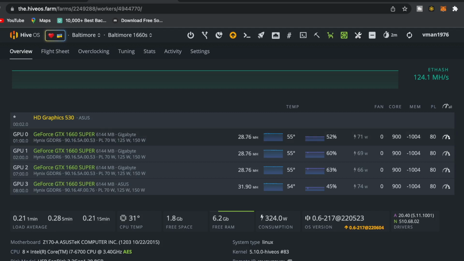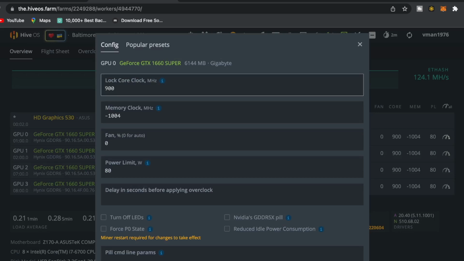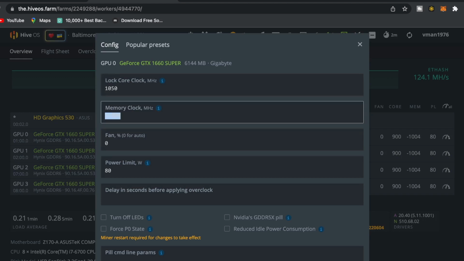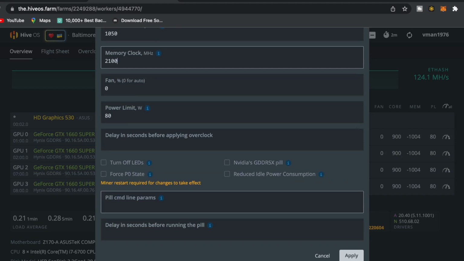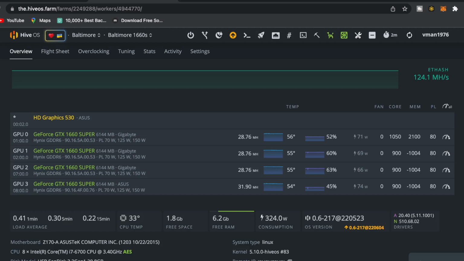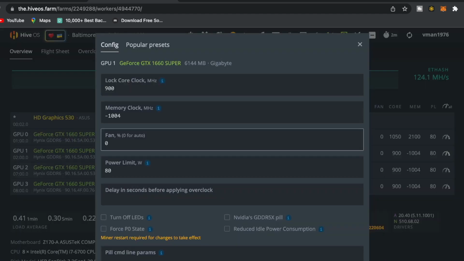So I'm going to change to this setting that came from one of you, which is to change the core clock to 1050. In fact, all the settings that have been recommended today have a core clock of 1050. This is where they differ. There's been a suggestion on changing from a negative to a positive on the memory clock. So the first one we're going to try is 2100. Leave the power at 80. Leave the fans on auto. I'm going to apply that one. In fact, do you know what? Let's just go ahead and do all of those, shall we?